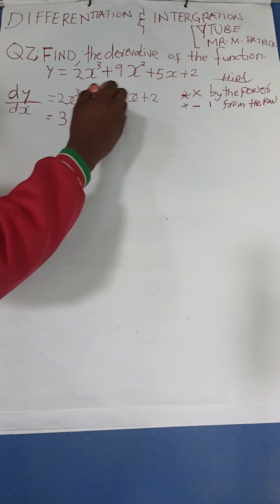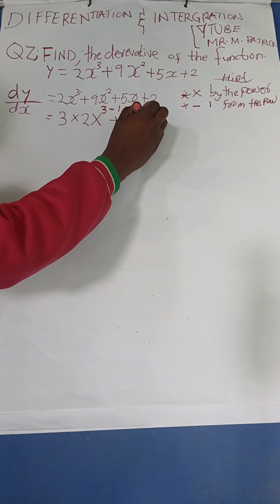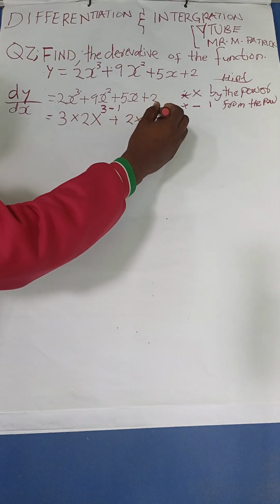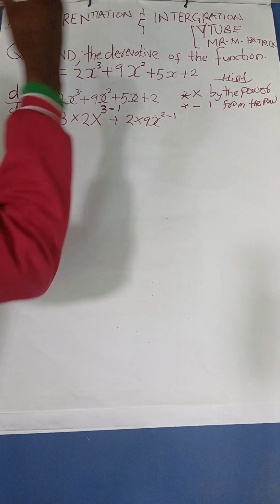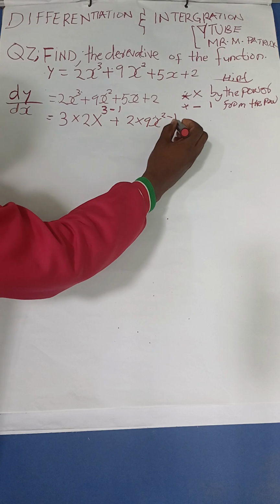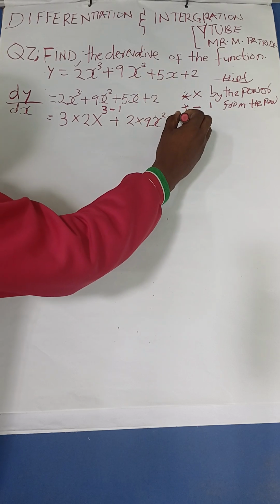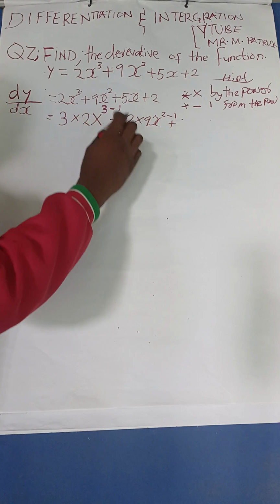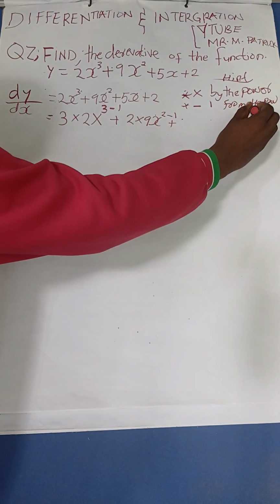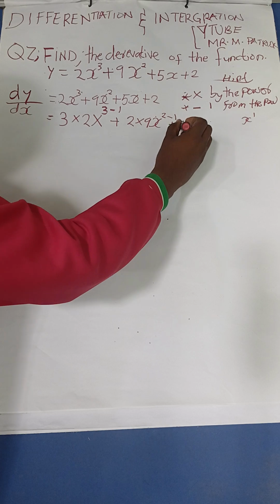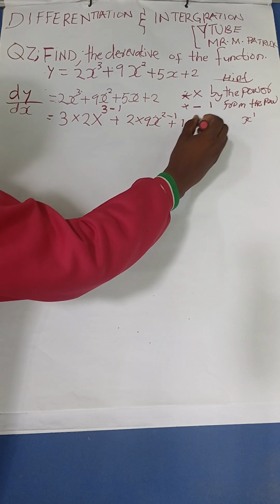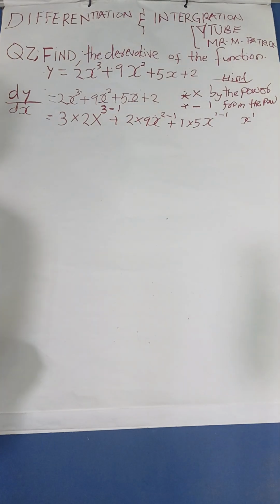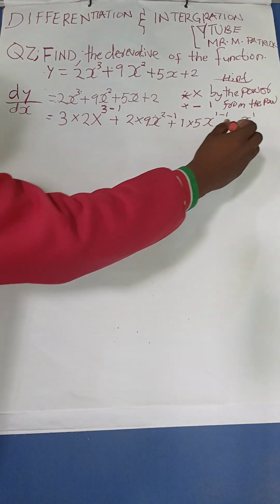We proceed to the next one. It is 2, you multiply by the 9. So it will be 2 multiplied by 9, then 9x. Then from the power, which is 2, we minus 1. We go again to the next one: plus 5. Remember, when it is just x without anything there, it means the same as x power 1. So it will be 1 multiplied by 5x, then 1 minus 1.